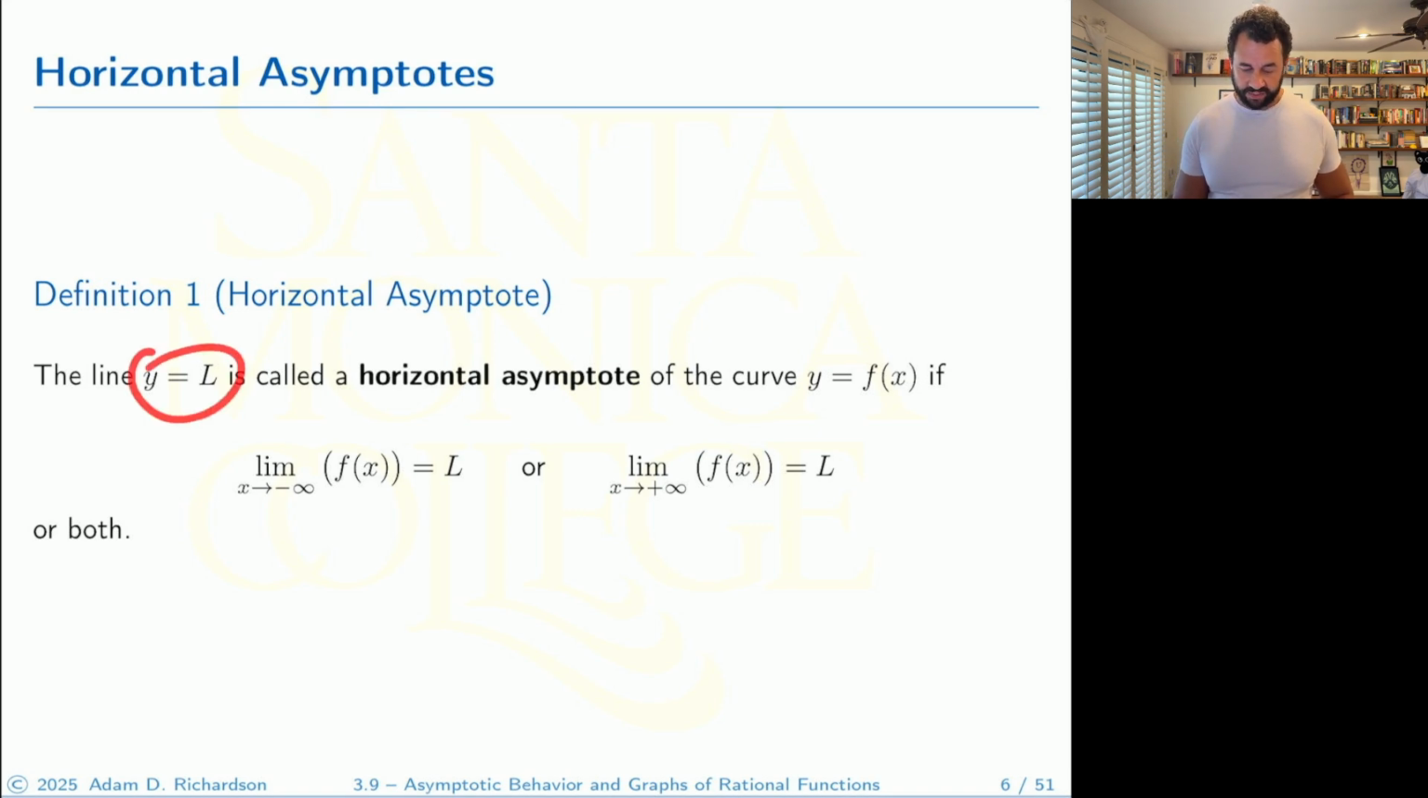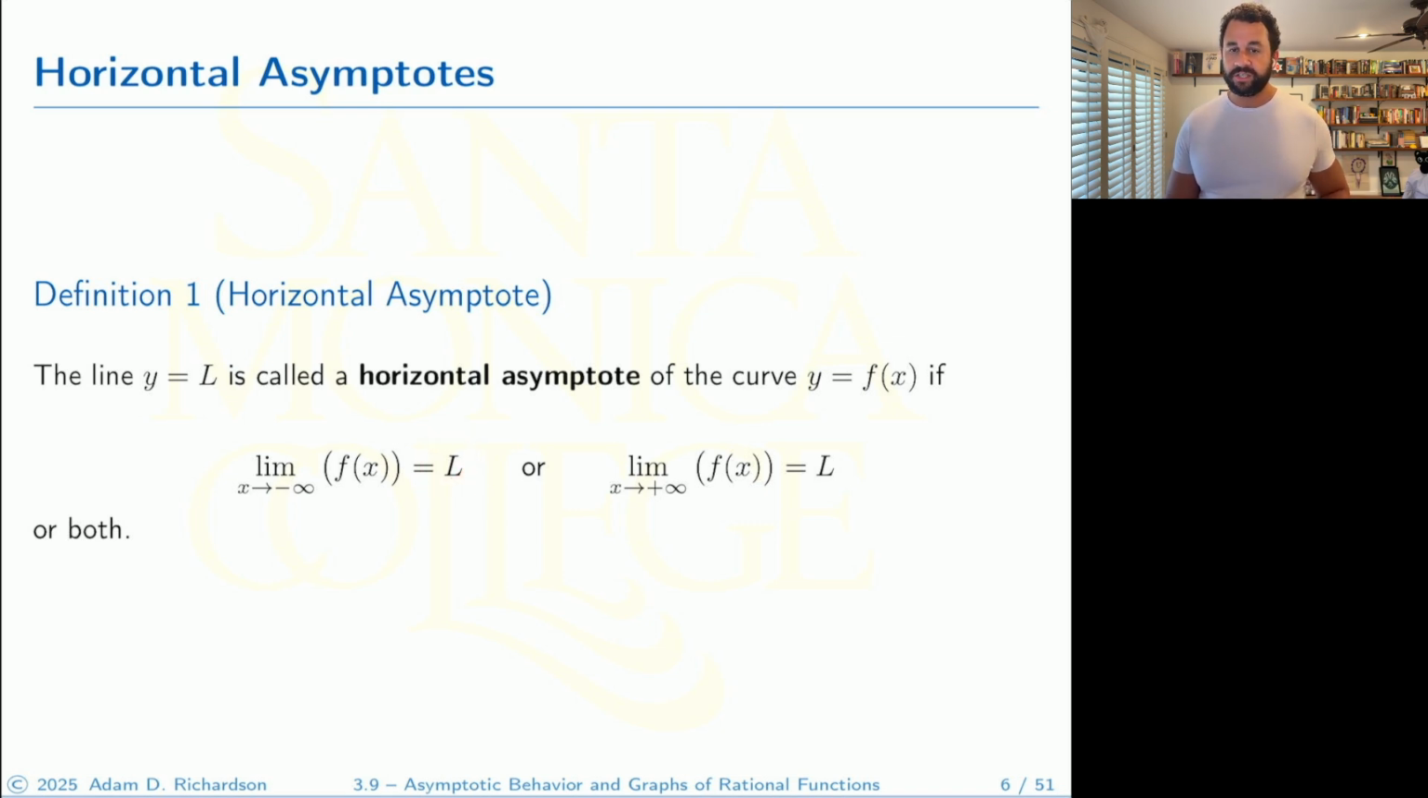The line y equals L is called a horizontal asymptote of the curve y equals f of x if the limit as x goes to negative infinity of f of x is L, or the limit as x goes to infinity of f of x equals L, or both. So in essence, a horizontal asymptote occurs when the end behavior on either end converges to some finite number. This number L could be any real number.